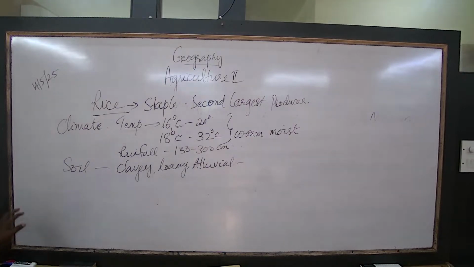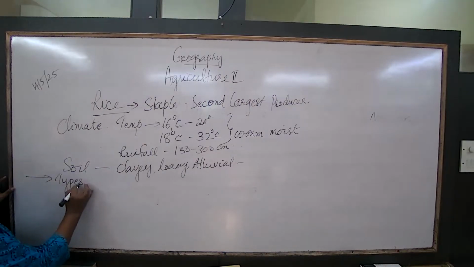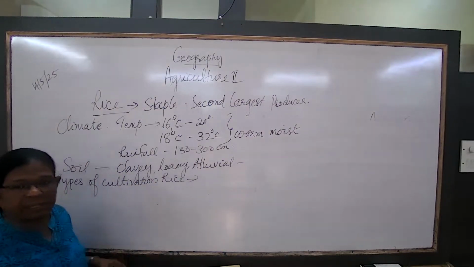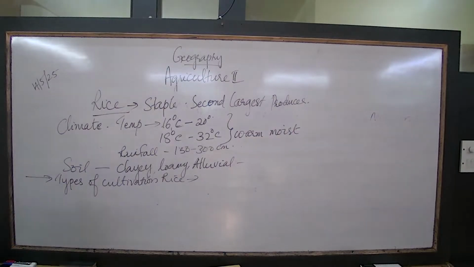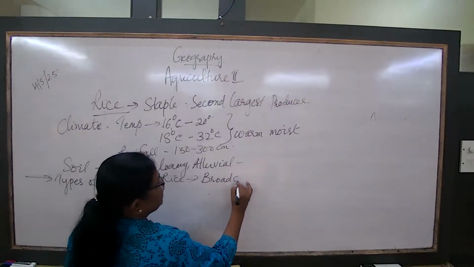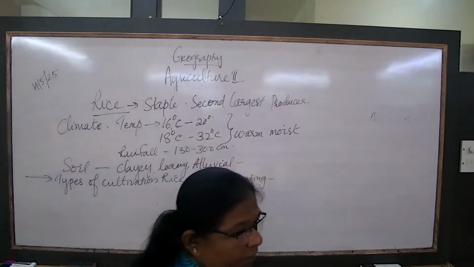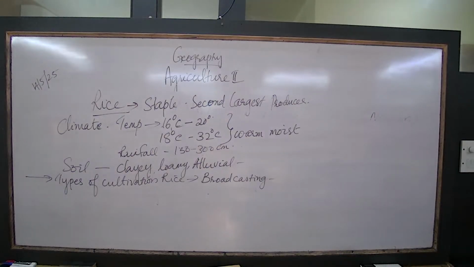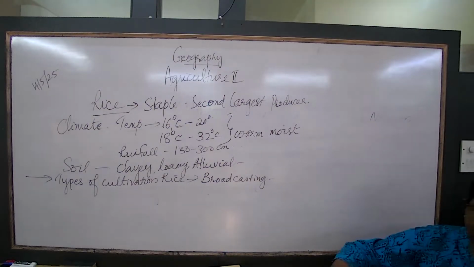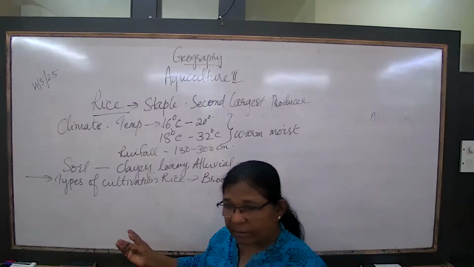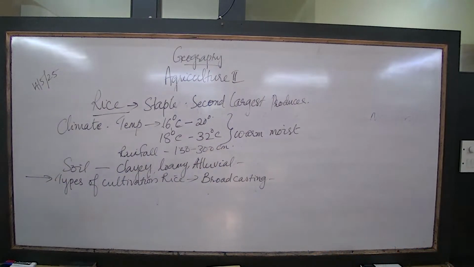Got it? Now we are moving to types of cultivation of rice. It's very interesting. There are different methods. The first method is broadcasting. What is broadcasting? The seeds are sown by throwing them. We will see that video later, after completing this rice part. So broadcasting means the farmer used to throw the seeds after clearing and tilling the land. So this method is called the broadcasting method. The seeds are scattered all over the field after plowing.